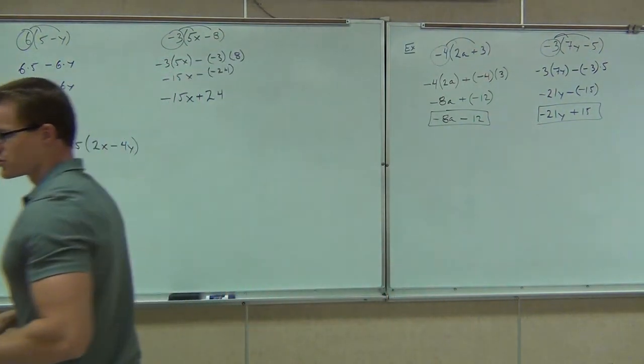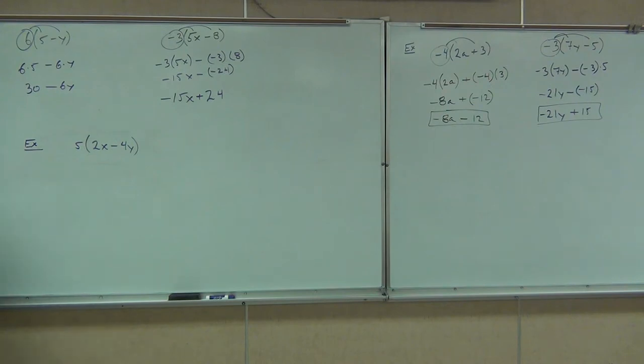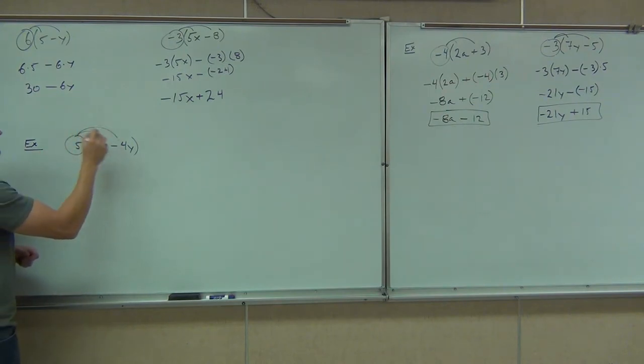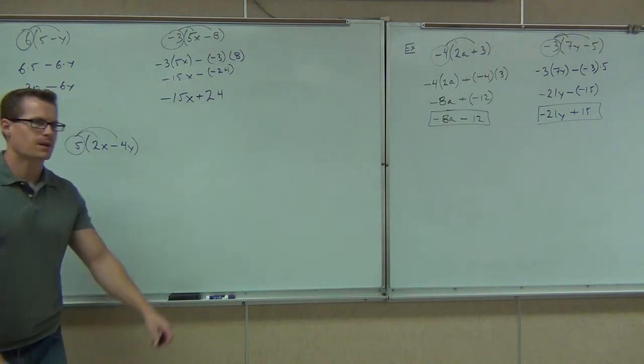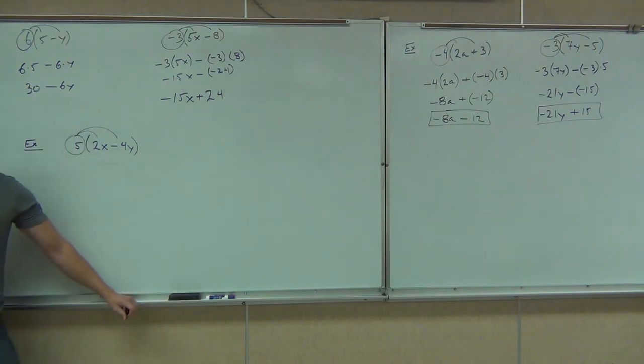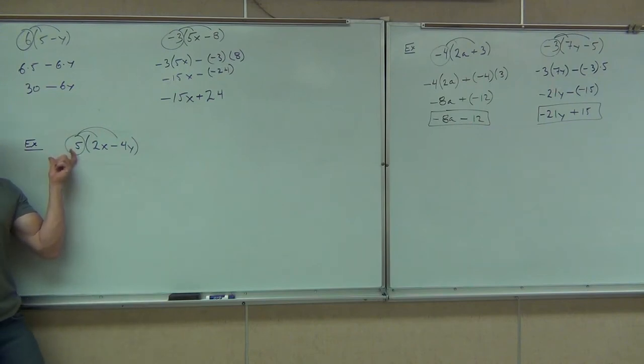So what number are we distributing here? 5. As long as we make sure it goes to both these terms, we're fine. So let's do this using the shortcut method like we're trying to learn here. We'll take our 5 times our 2x. What's our 5 times our 2x? 10x.